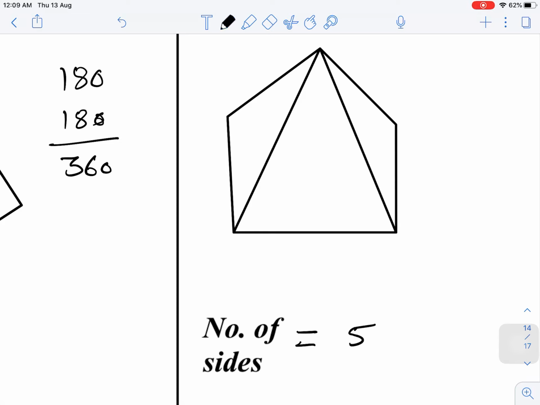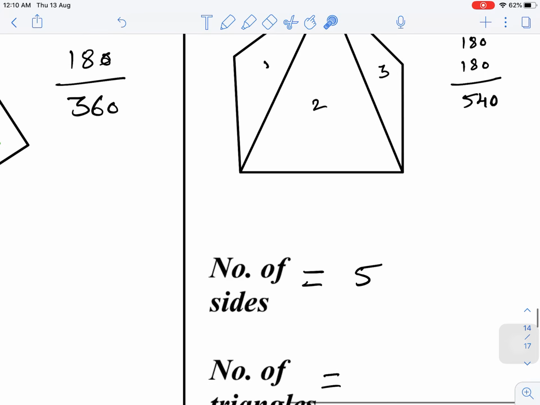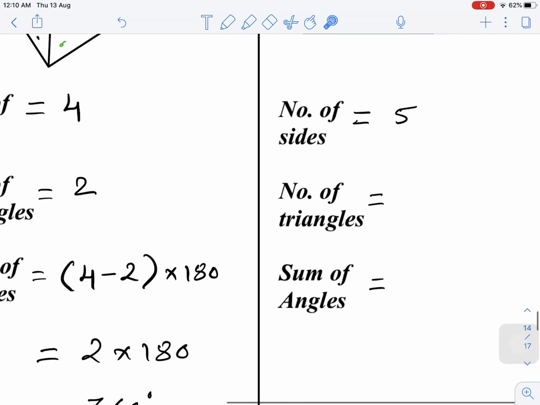Now how many triangles are there? It can be seen that this is our first triangle, second triangle, third triangle. This triangle has three angles, so the sum of all interior angles is 180. For triangle number 2, these three angles are there, so its total will also be 180. For triangle number 3, 1 2 and 3, the sum of all interior angles will also be 180. Now if we add this, our answer will be 540. So the sum of all interior angles of this pentagon is 540.